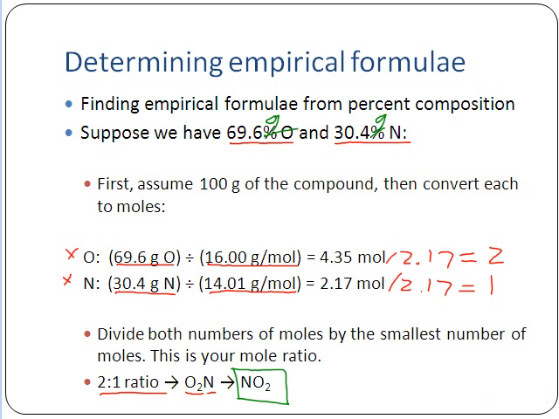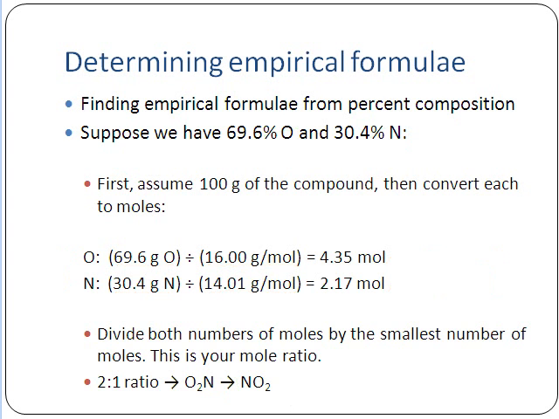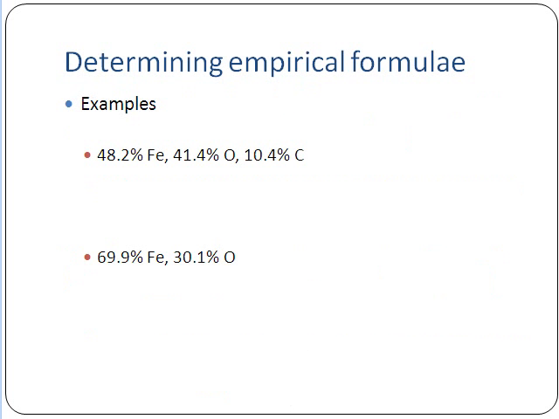Let's try a few more examples of this. Suppose we have a particular chemical which is 48.2% iron, 41.4% oxygen, and 10.4% carbon. The first step we have to do here is convert them to moles. The first step is basically to say these aren't percents anymore, these are grams. So we get rid of those, and we have grams in their place. And so we have grams of each one of these.